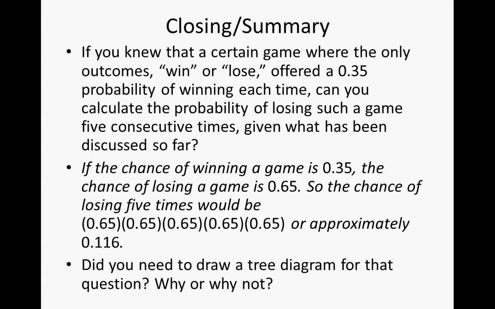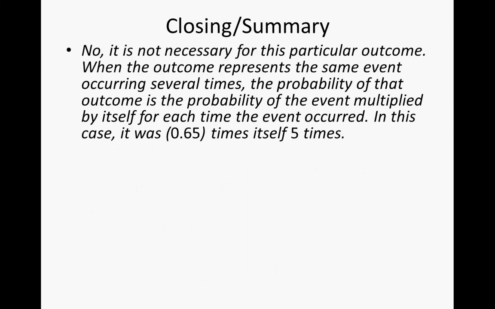Did you need to draw a tree diagram for this question? Why or why not? Well, no, it's not necessary for this particular outcome. When the outcome represents the same event occurring several times, the probability of that outcome is the probability of the event multiplied by itself for each time the event occurred. In this case, it was 65 hundredths times itself 5 times.